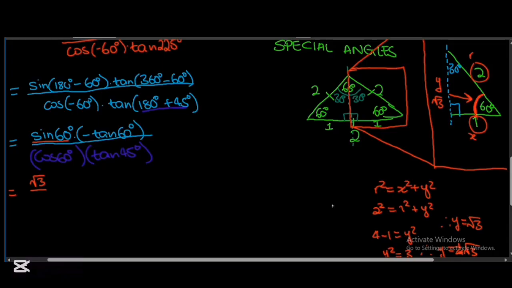So it's root of 3 over 2, times negative, and then tan of 60 degrees. Tan is opposite over adjacent, so the opposite is root of 3 over 1, which is root of 3 over 1. And then cos of 60 degrees is adjacent, which is 1, over hypotenuse, so it's 1 over 2, times, now we have another special angle, 45.